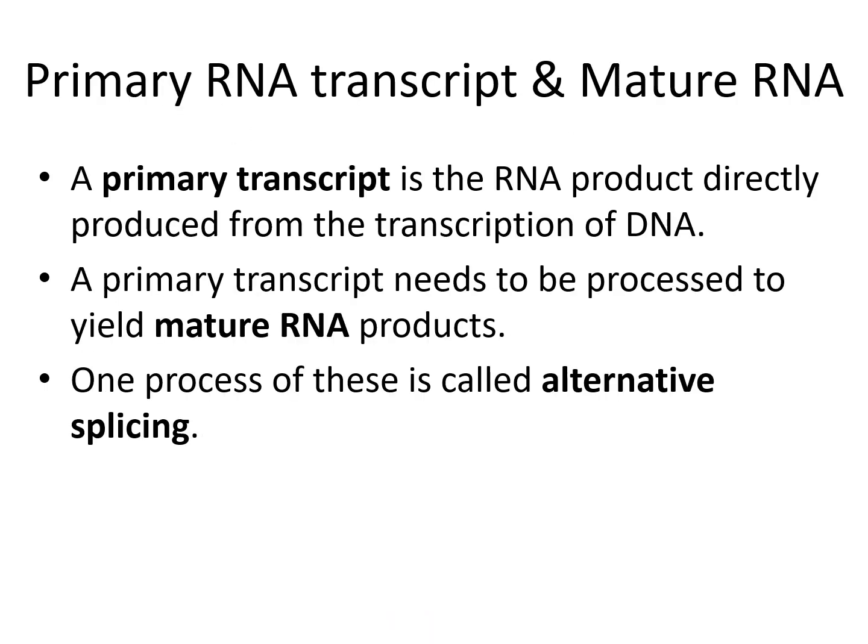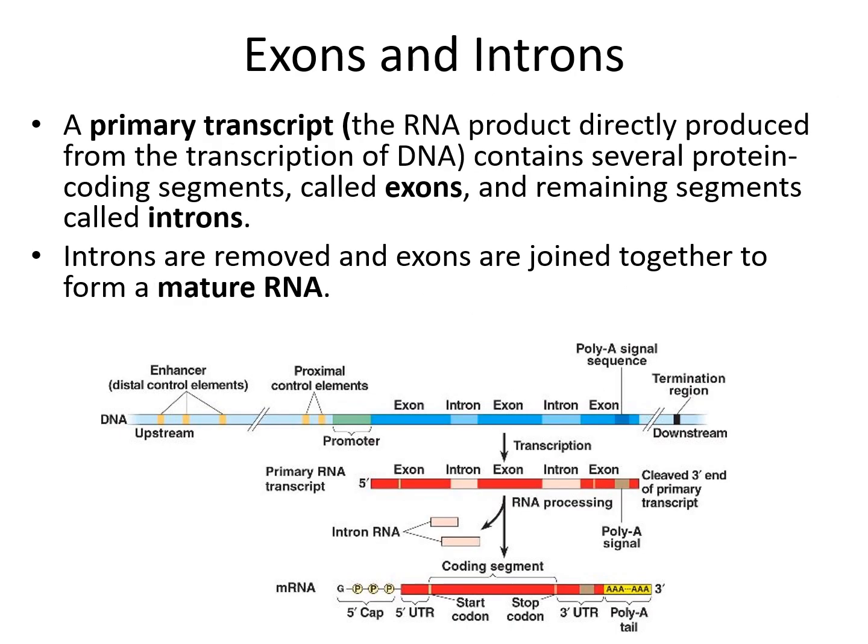This RNA sequence is called the primary transcript, and then it needs to be further processed into the matured RNA. This process can have alternative splicing. So let's talk about that. This is due to the exons and the introns in this primary transcript.